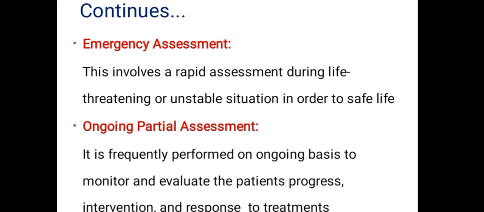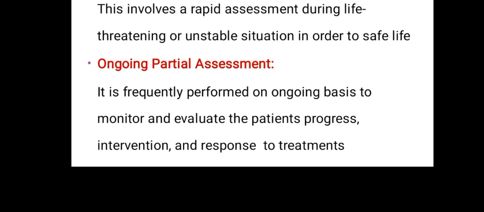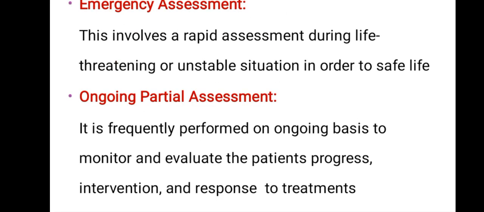Emergency assessment. This involves a rapid assessment during a life-threatening or unstable situation in order to save life. Ongoing partial assessment. It is frequently performed on an ongoing basis to monitor and evaluate the patient's progress, intervention, and response to treatments.